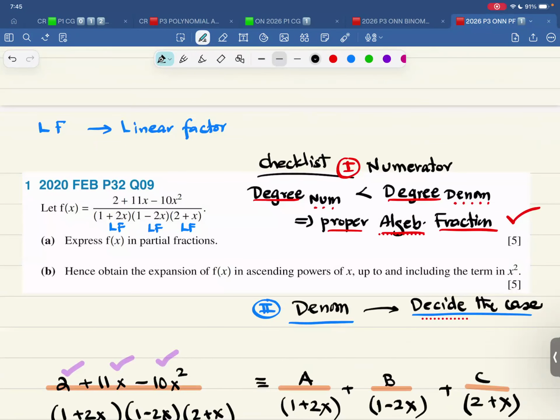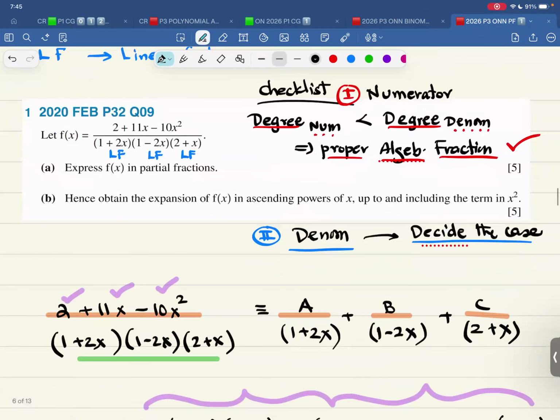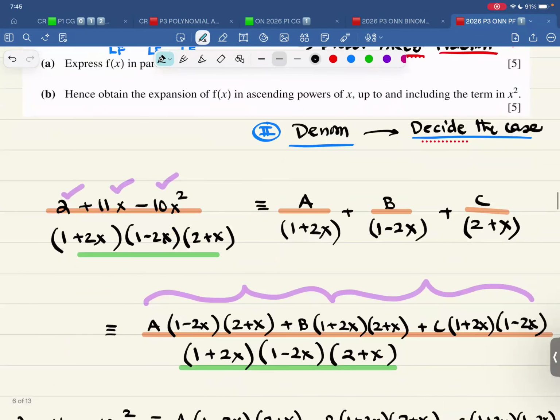The checklist includes looking at the numerator. It's a proper fraction. In case 4, it will be improper. Of course, in the exam, it won't be labeled as case 1, 2, 3, 4. So that's why the checklist is there. It's a proper fraction. You can get started right away.